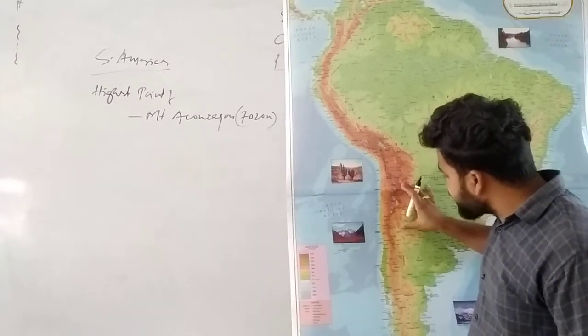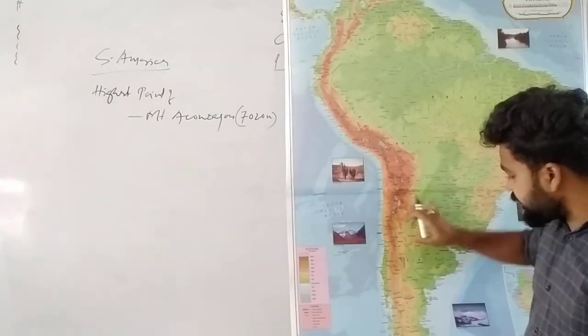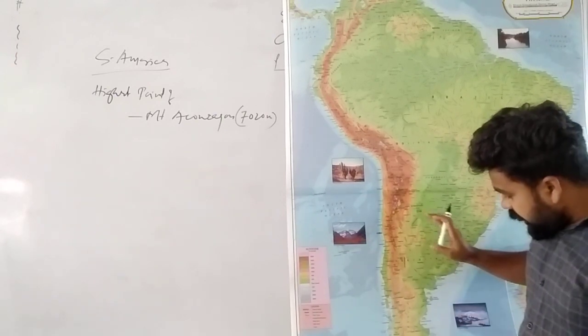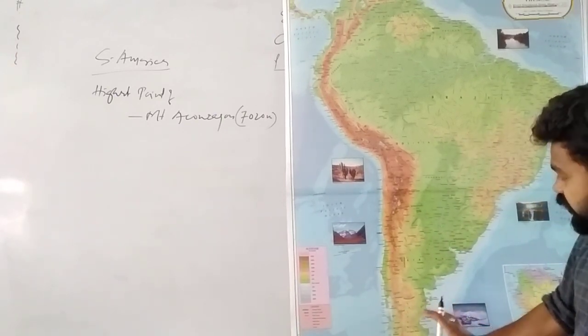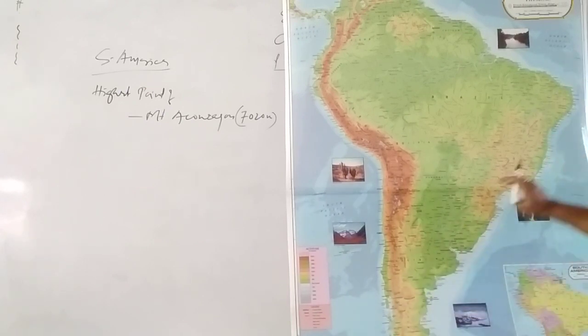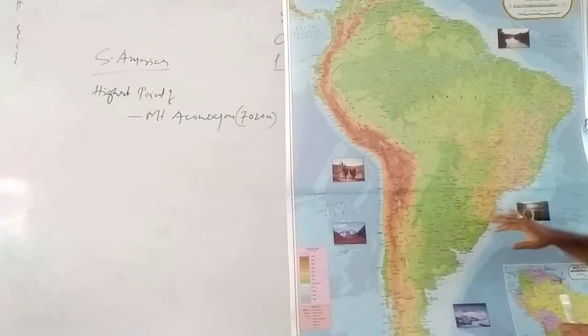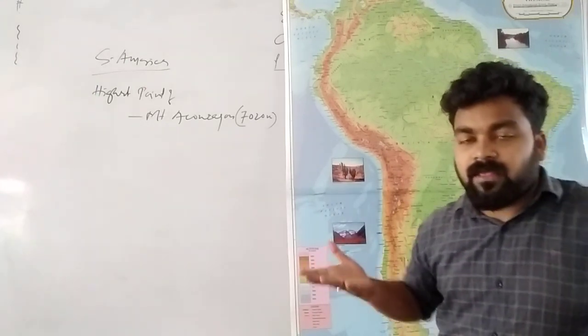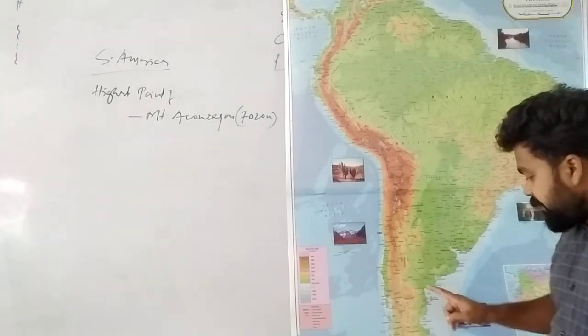And near this Andes mountain range, what is there? The Atacama Desert is there. Again, another is the Patagonia Plateau. Here two plateaus are there. Patagonia Plateau. Here one highland is there, that is called the Brazilian Highland. But a highland is actually a type of plateau, because what is a plateau? A flat top mountain is called a plateau. Here the Patagonia Plateau, here the Brazilian Plateau.